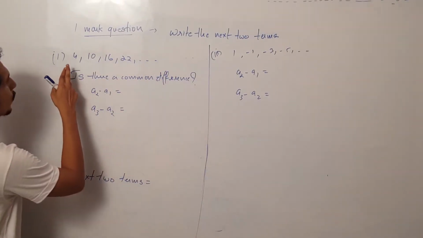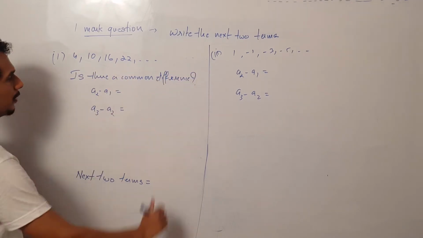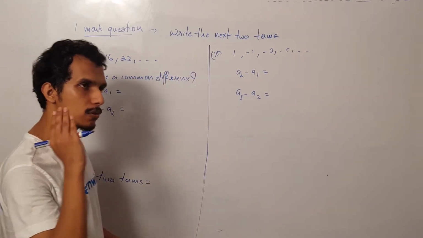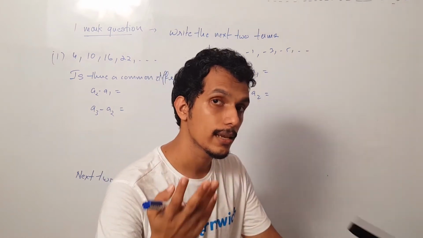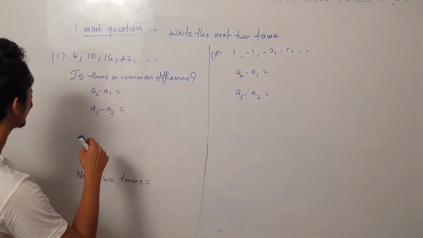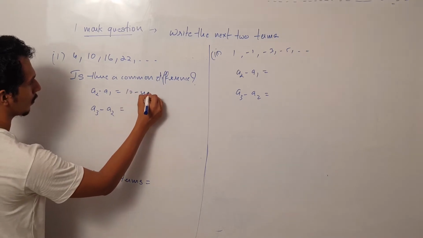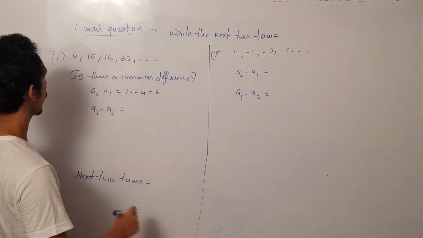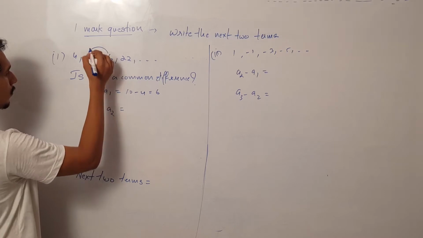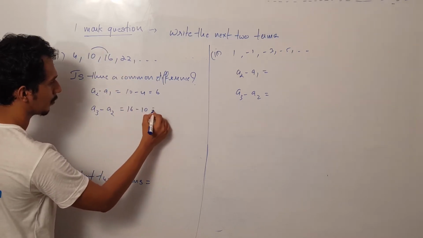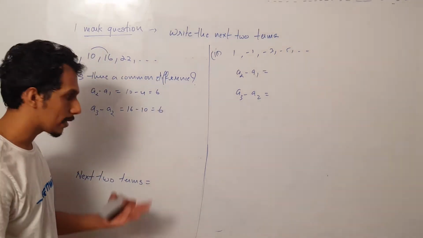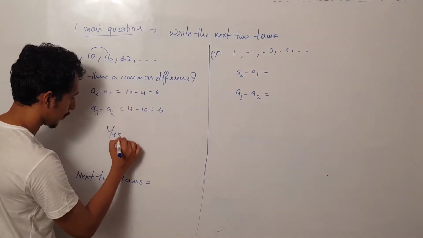The first one is 4, 10, 16, 22, etc. The first thing that has to come to your mind is, is there a common difference? Look at it. What is a2 minus a1? It is 10 minus 4, that is 6. a3 minus a2, 16 minus 10, that is also 6. So does it form an AP? Yes, it's an AP.